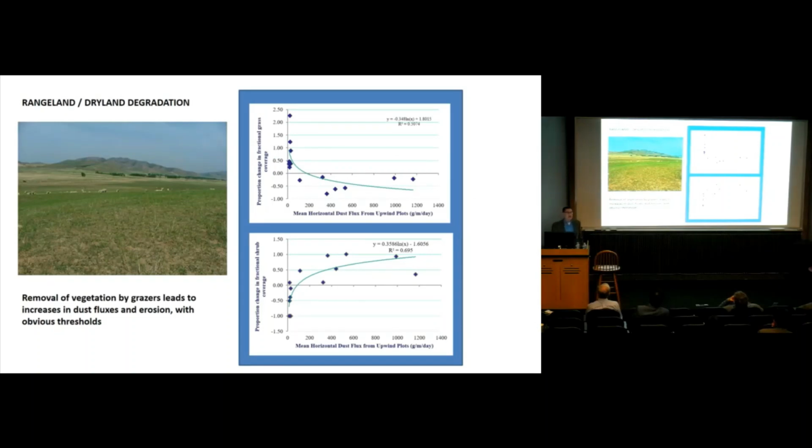Rangeland and dryland degradation is also a big issue throughout Belt and Road. You don't need to remove a lot of vegetation by grazing in order to increase dust fluxes and erosion exponentially. You get rid of a little bit of the vegetation and the erosion increases dramatically. And a lot of this is due to grazing or overgrazing in some of these lands.